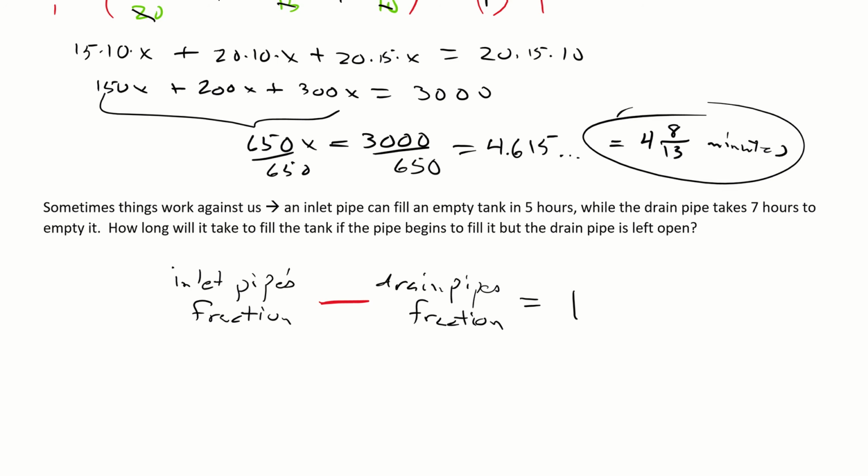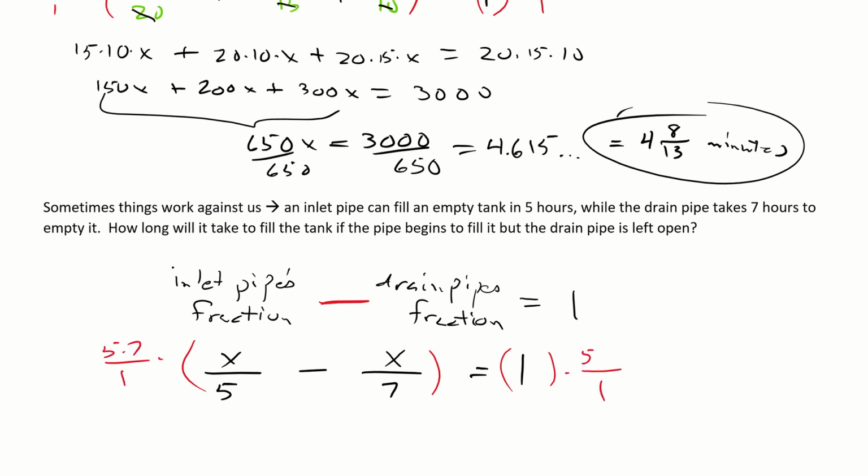Not funny. So these still have a numerator of x. That's the time they're running, but the inlet pipe is 5 hours, the drain, 7. There's your setup. This is pretty good stuff. We multiply both sides by, well, Mr. Lazy says, why don't you just do 5 times 7? That'll do the trick, 5 times 7.